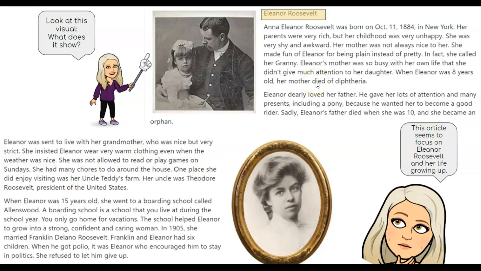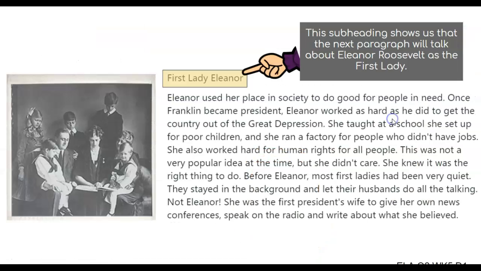You can look at the words, but before you even begin reading, these visuals tell us so much. And so here she is as a young girl. Here's a picture. It looks like she's older. She's grown. That looks similar here. It says right here, as you think, okay, looking at the visuals, this article seems to focus on Eleanor Roosevelt and her life as she's growing up, at least at this section of the text. Okay, and so by looking at these visuals, you get that in your mind.